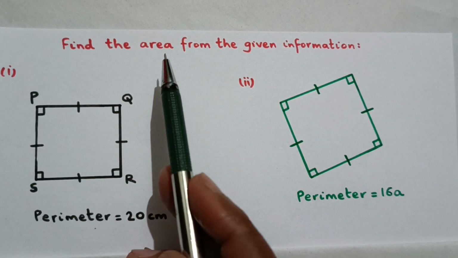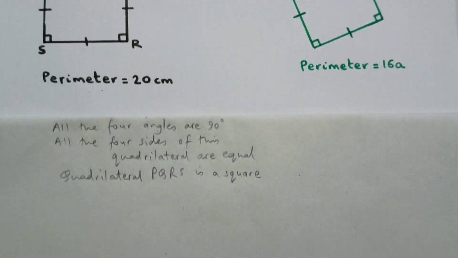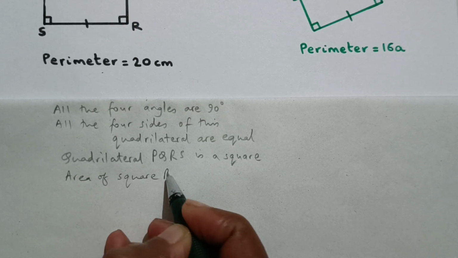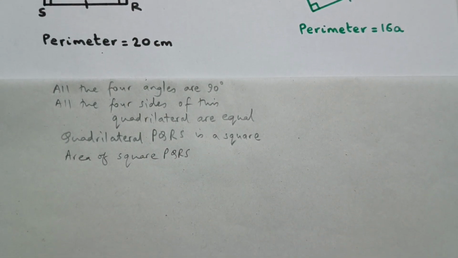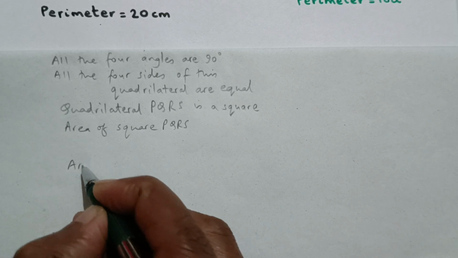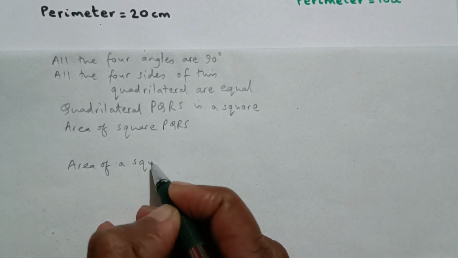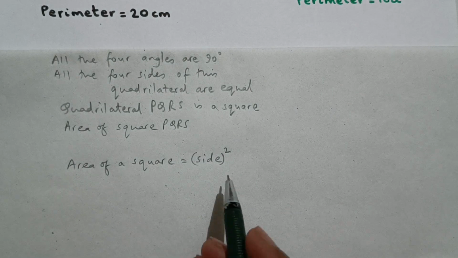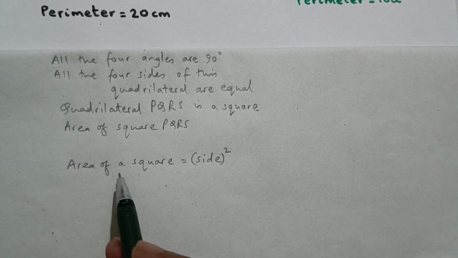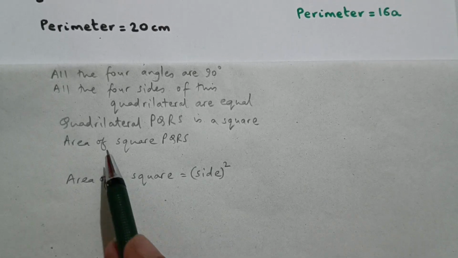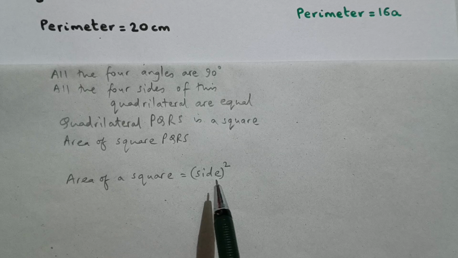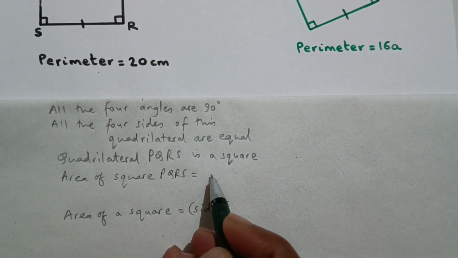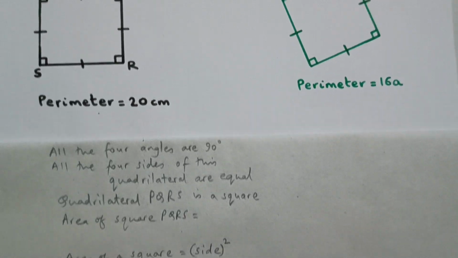Now we have to find the area of square PQRS. Now we know the formula for area of a square. The formula is side square. So side square gives us the area of a square. So area of square PQRS will be its side whole square.